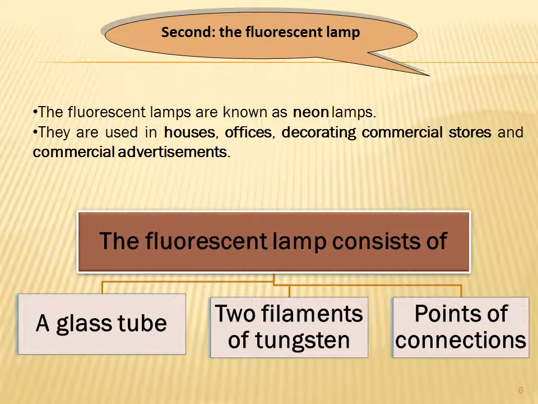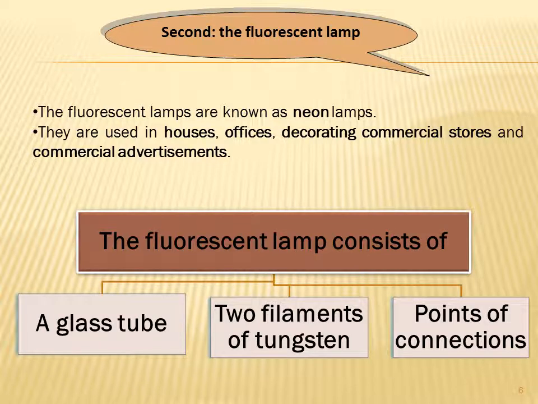They are used in houses, offices, schools, hospitals, and decorating commercial stores. If a store wants to put its name on its top, clear and bright so everyone can see it, they use fluorescent lamps. Also the commercial advertisements, those huge boxes that we see everywhere, are filled from inside with fluorescent lamps. Then they cover them with the advertisement they want, for example for a clinic, hospital, residential compound, a doctor, whatever.